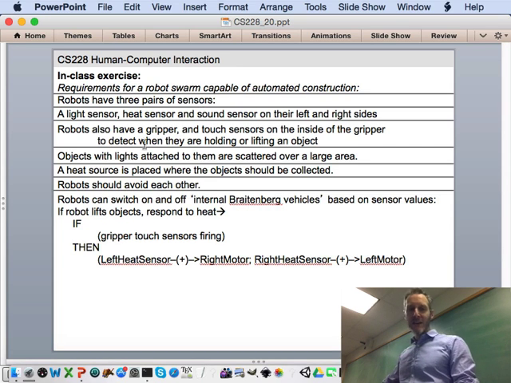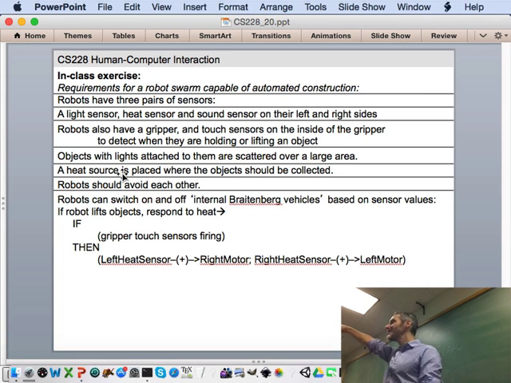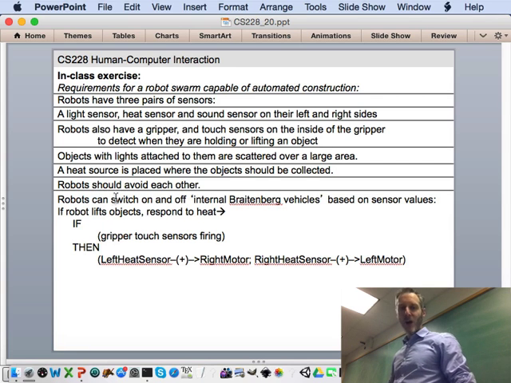We're going to make things a little bit easier for our robots. We're going to place lights on top of the objects that we dropped onto the surface. And we're going to drop a heat source somewhere, which is where we want the robots to collect the objects. Bring all of the objects to this heat source. And while you're doing so, avoid each other.